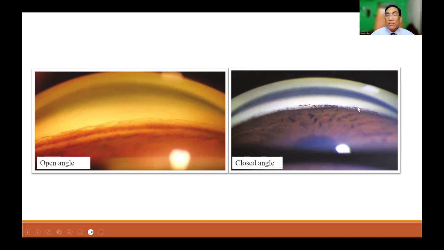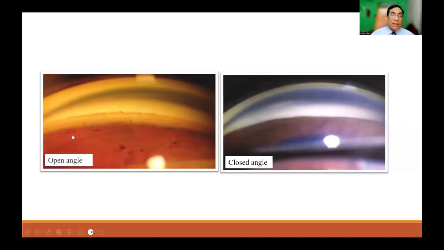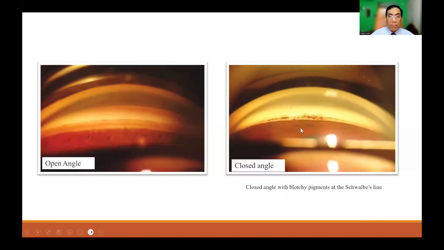Here I cannot see the structure, only the Schwalbe's line, so it is a closed angle. Here again, you can see a little bit of pigmentation on the Schwalbe's line. This is the symphysis line. And from there, if you come towards the eye, this is the pigmented trabecular meshwork, and then the stress part. But here you cannot see any angle. That's totally zero. Only cornea you can see. This is a closed angle.